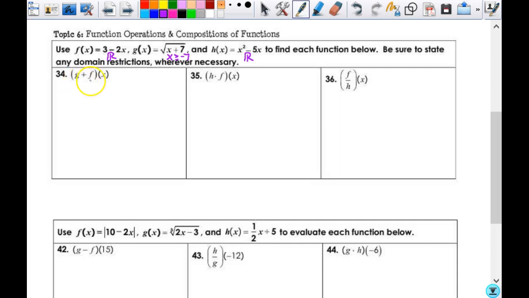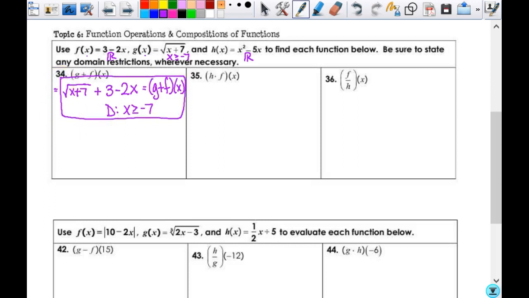So when I go to do g plus f, f of x is all real numbers, g of x is not. So the intersection of these two would be this. This is going to have to be my domain when I finish. So g of x, which is the square root of x plus 7, plus f of x, which is 3 minus 2x, and there is nothing I can do to simplify that. That equals g plus f of x, and my domain, the intersection of these two, is that x is greater than or equal to negative 7. This whole thing is my answer to 34.